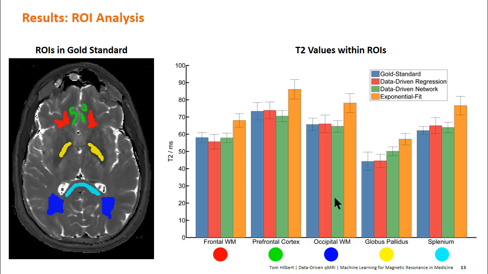We also did a region of interest analysis where we looked into the T2 values of certain structures in the brain. And again, if you look into the exponential fit here in orange, you can see that the values are overestimated compared to the gold standard values, which is not surprising due to the stimulated echoes. Whereas the data-driven approaches seem to result in similar values as the gold standard method. I just want to point out the globus pallidus, where the networks seem to still overestimate the T2 values. And my assumption is it's because of the unbalanced data, which we did not account for in the neural network.